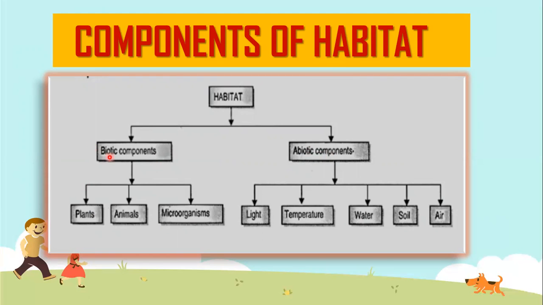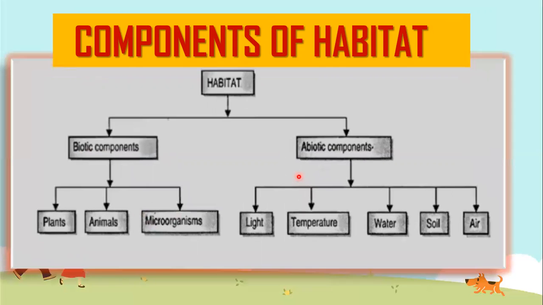Biotic components include plants, animals, microbes, whereas abiotic components include all the non-living things such as rock, soil, air, temperature, moisture, sunlight. So all the non-living things are called the abiotic components of a habitat. In a habitat, both living and non-living components interact with each other, right?